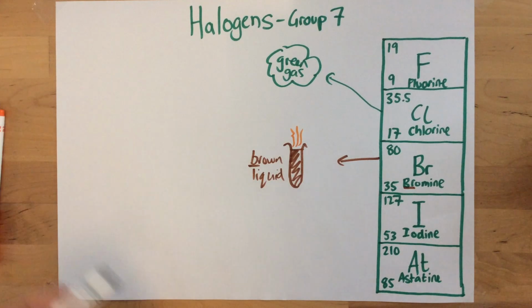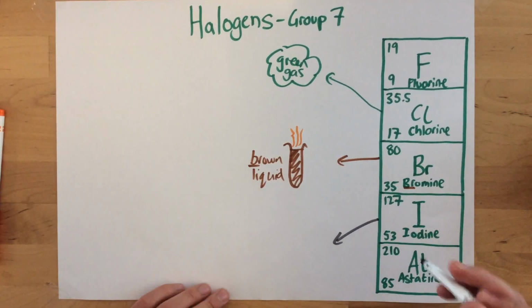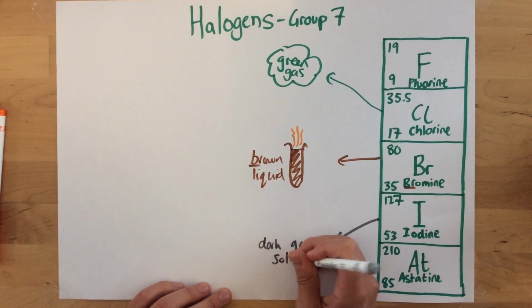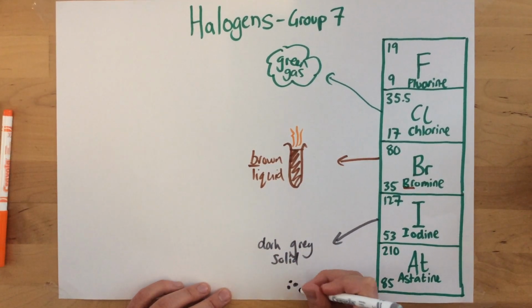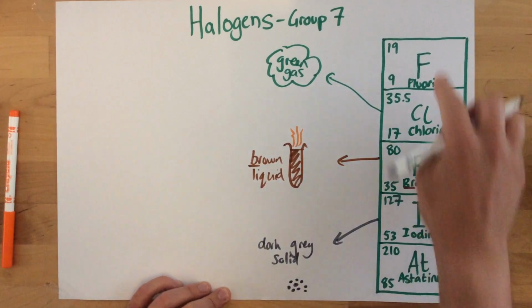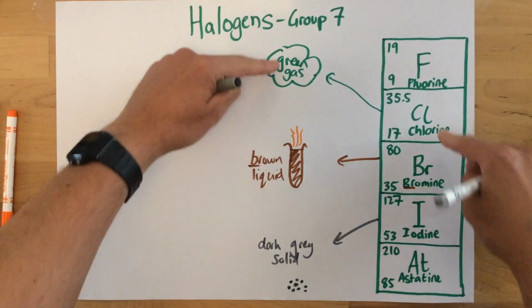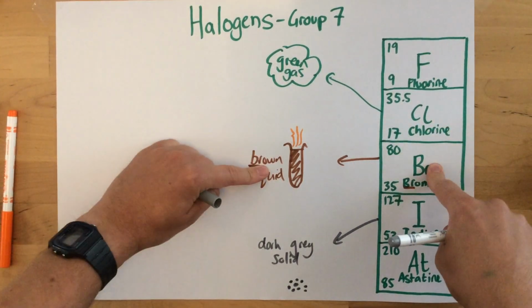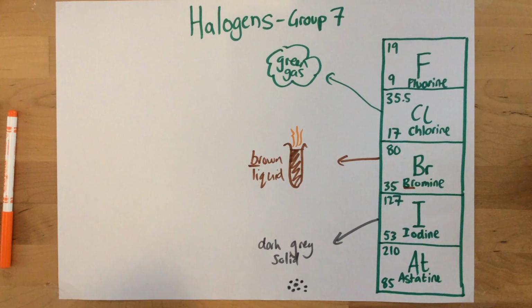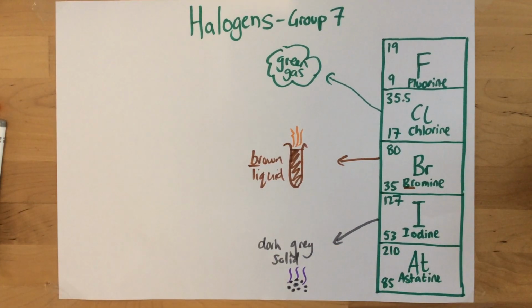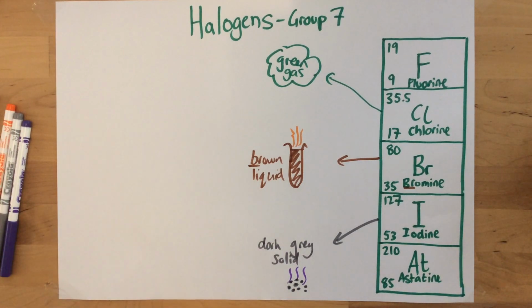Now iodine here is a dark grey solid. As you can see, as you go down group 7, down your halogens, the boiling and melting point increases, because these ones are gases, bromine's a liquid, and these two are both solid. Iodine also, when heated, gives off a purple vapour. So those are the appearances of each of those different halogens at room temperature.